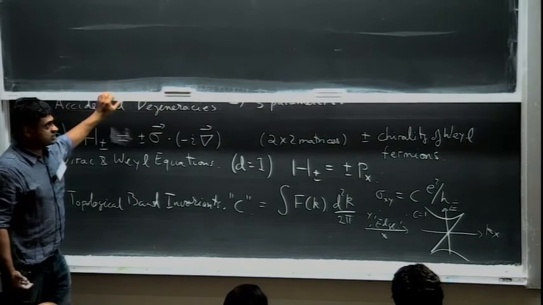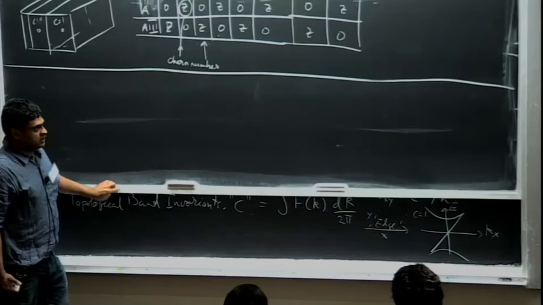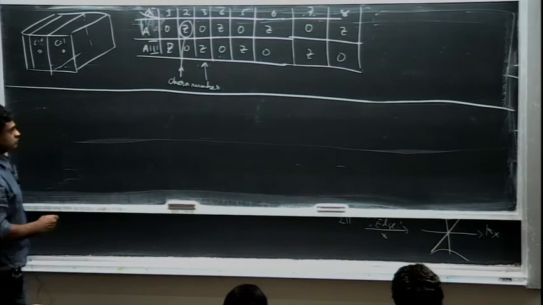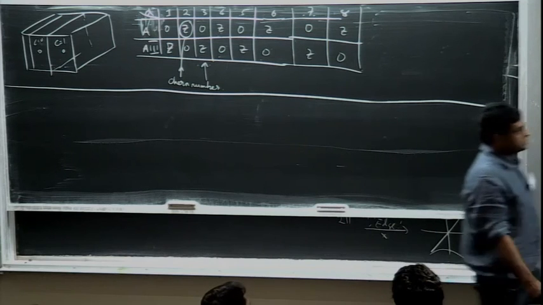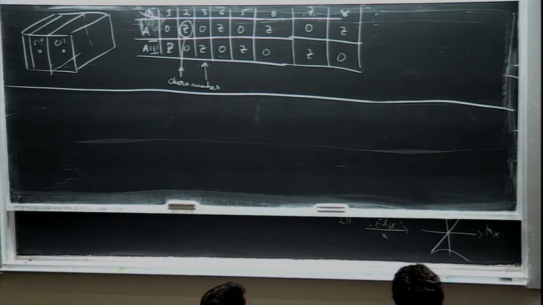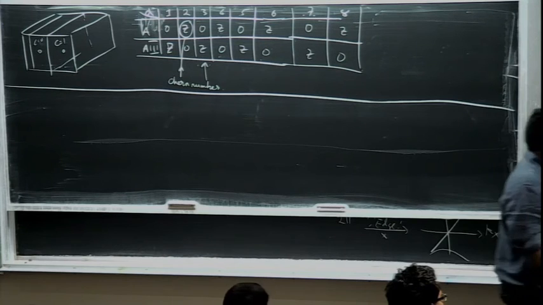Again, the answer is very simple. The way in which they appear is, if I encircle one of these Weyl nodes with a surface, that surface will have a Chern number. In this particular case, the Chern number will be exactly 1. But let me do that in a particular model.